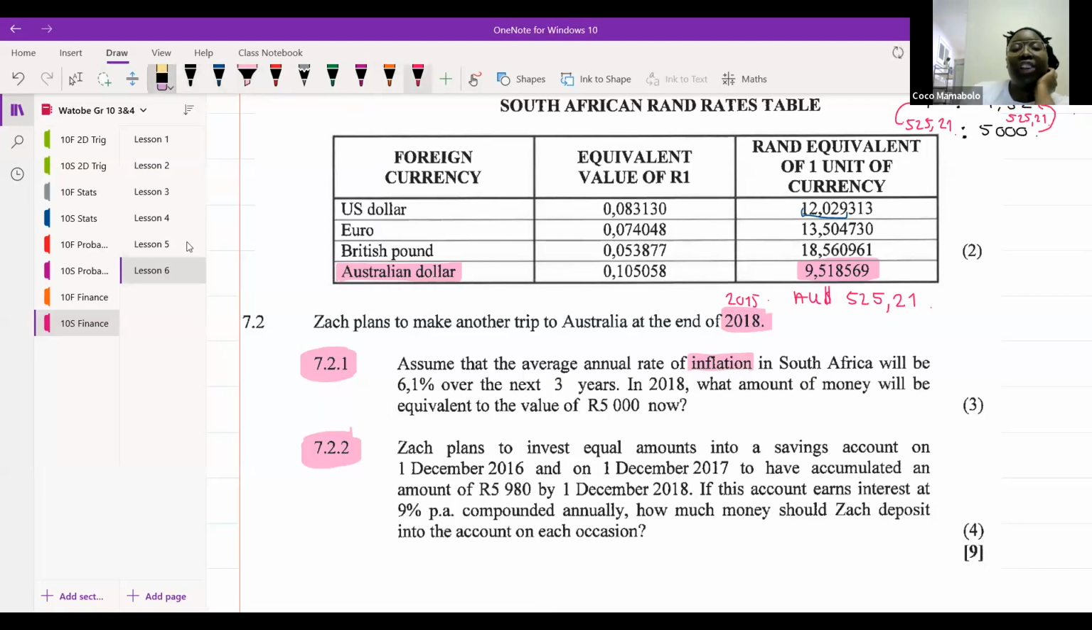Okay, we know inflation is always calculated over what kind of interest, guys? What kind of interest do we use to calculate inflation? Correct, Nyasha, beautiful. Yes, that's it, Nico. We use compound interest. So we're going to use the exact compound interest formula that we're used to.